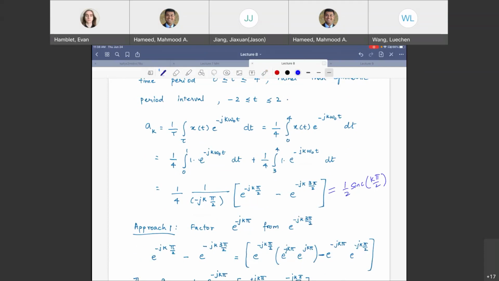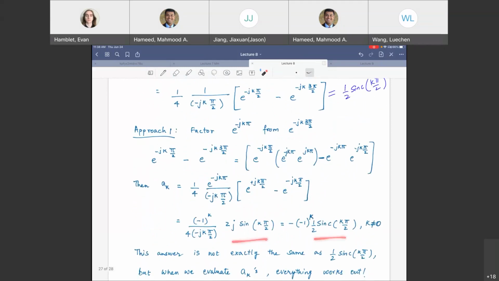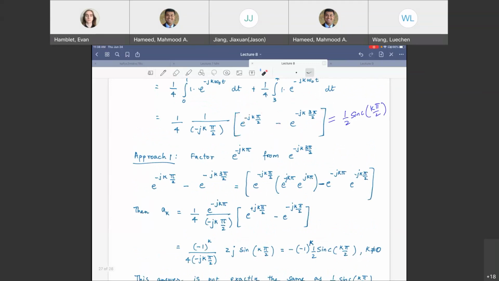What makes it difficult? e to the j k pi over 2, e to the j k 3 pi over 2. The powers of those exponentials are not the same. Can you make it the same? Yes. All you would have to do is factor out e to the j k pi. If you factor out e to the j k pi from this guy and this guy, you will be left with something like this, e to the j k pi over 2 minus e to the minus j k pi over 2, and then you can solve and you will get the answer. So the answer is still the same, except that you had to do a few manipulations to get there because you wanted these two guys to have the same power. Opposite signs, same power.